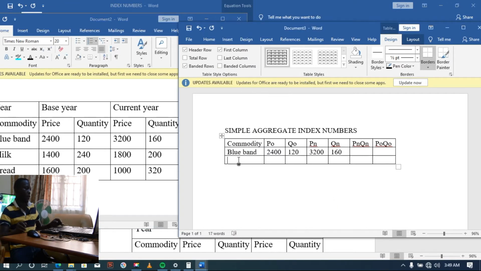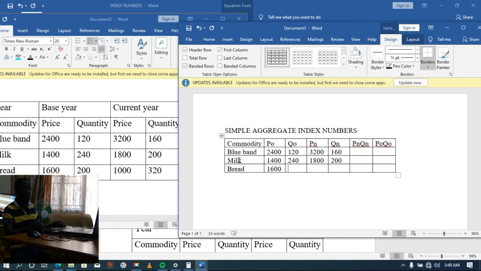And then we come to the next commodity. We have milk. For milk, we have the base year price as 1,400, base year quantity 240, current year price is 1,800, and current year quantity is 200. Then the other one is bread. PO is 1,600, QO is 200, PN is 1,000, and then QN is 320.